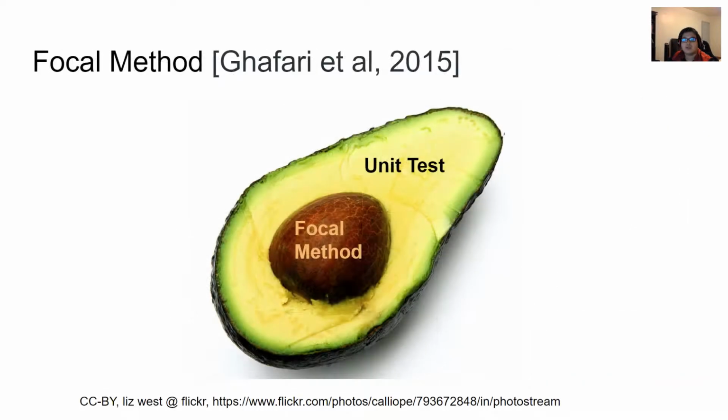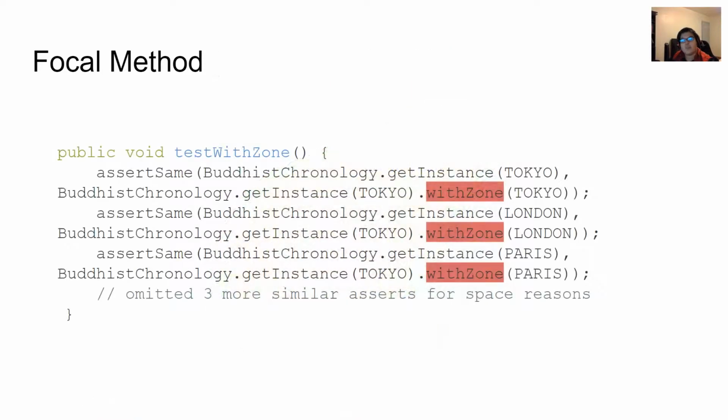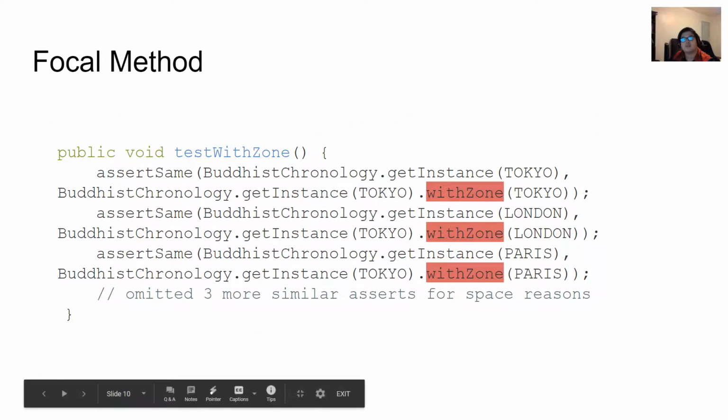On the previous slide, we said the test case that tests with zone. What does that mean? A well-written unit test is ideally testing the behavior of one method. Following the literature, we call that method a focal method. Back to the chronology example, this is a code snippet of the with zone test case, covering the with zone function implemented in Boolean chronology. Here, by inspection, we see that with zone is a focal method of this test case.